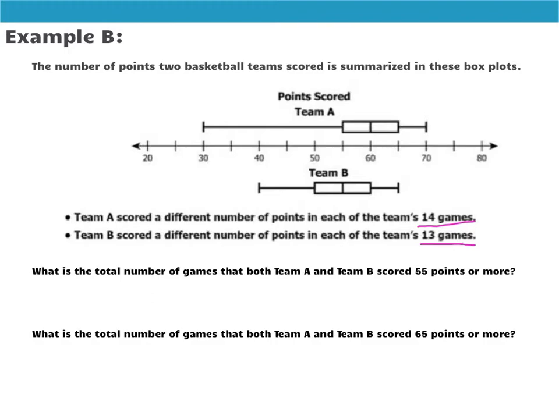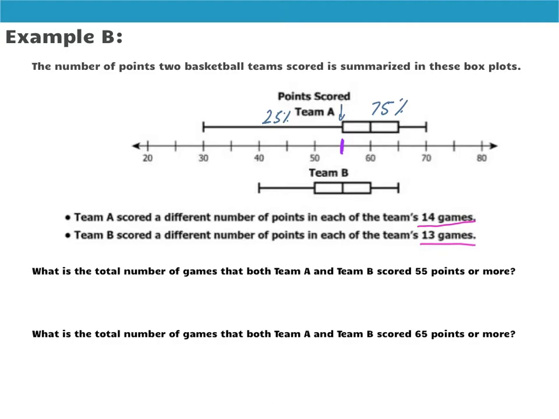Number 1 is, what is the total number of games that both teams A and B scored 55 points or more? So let's go ahead and take a look at our graph, and 55 points is going to be right here on our graph. So now we need to determine how many games Team A scored above that mark and how many games Team B scored above that mark. So let's start with Team A. Team A, we can see that 55 is going to be at its lower quartile. So that means that our data below that mark is going to be 25%, and the data above that mark is going to be 75%, because remember, each quartile represents 25% of the data. So now we know that we're going to be looking for the 75%.